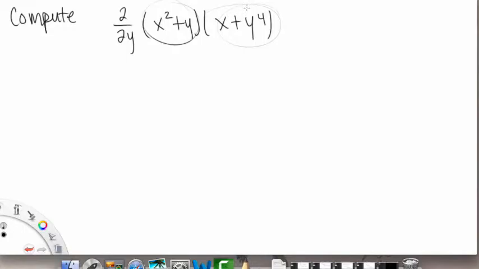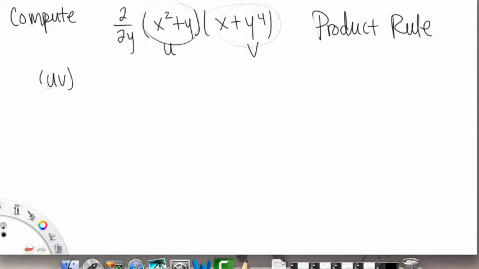take advantage of the fact that we have two things being multiplied with each other, or two functions being multiplied times each other. So what we're going to do is implement the product rule for differentiation, right? So we're going to make this our u and this our v. And again, product rule, just a refresher, if we're taking the derivative of two functions being multiplied times each other, we're going to have u times v prime plus u prime v, okay?